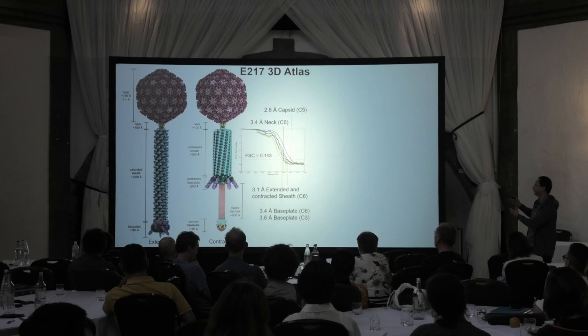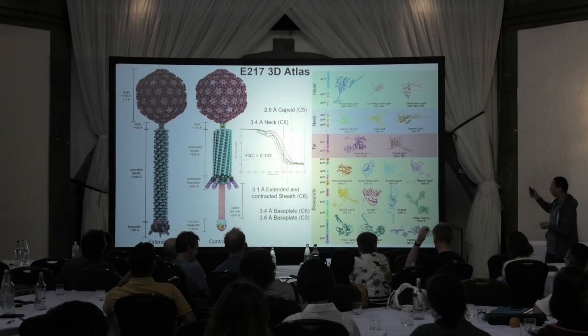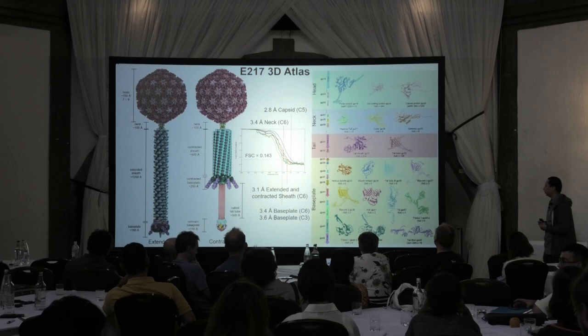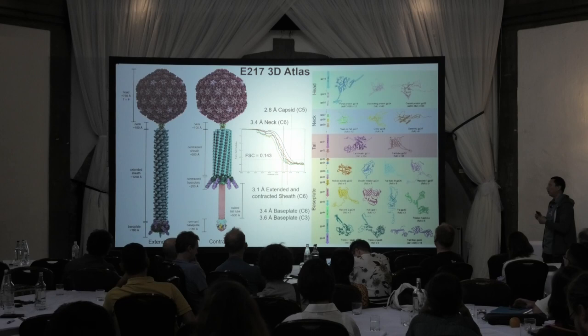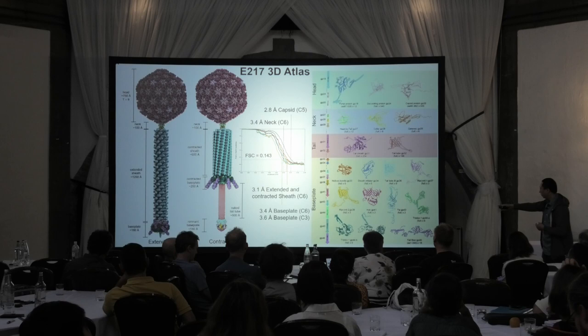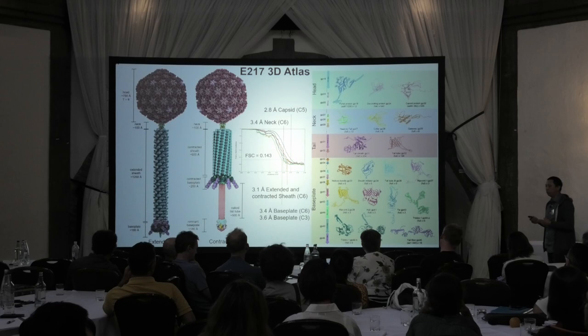Okay. So this is all the proteins we found in this work. There are 19 proteins, but actually 18 different amino acid sequences, because the trimer GP44 has A and B different conformations.